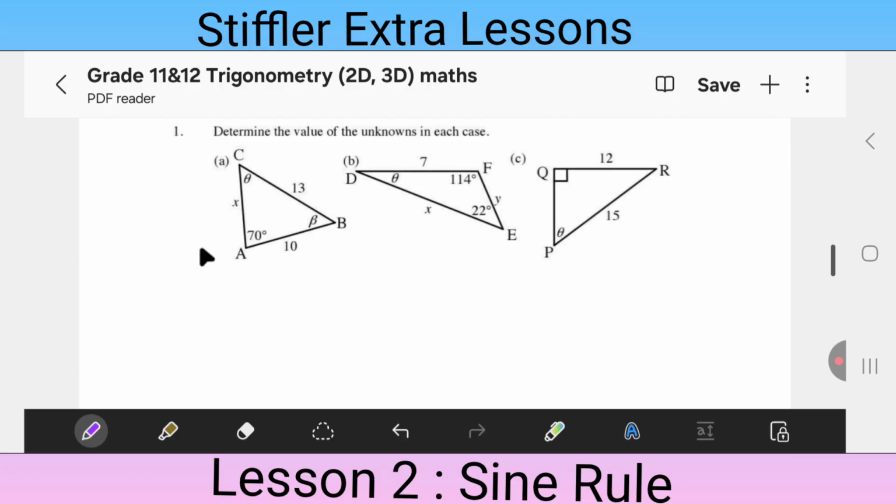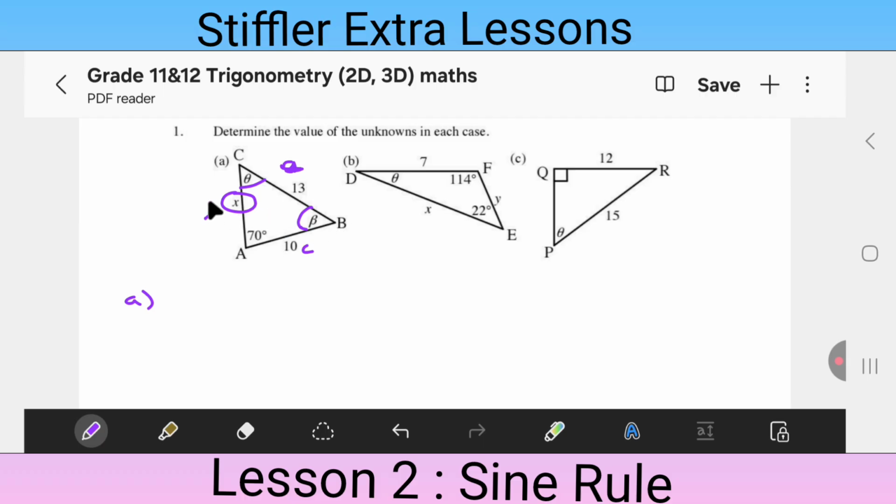So determine the values of the unknown in each case. Let's start with number A. How many unknowns do we have in number A? We have 3 unknowns. We need angle beta, we need angle theta, and we also need the value of x, right? So let's first start by finding angle theta. We can see that this will be our side A, this is our side C, and this is our side B.